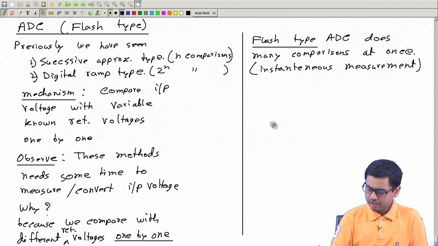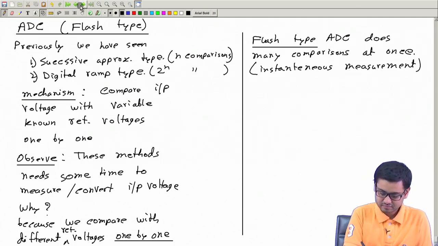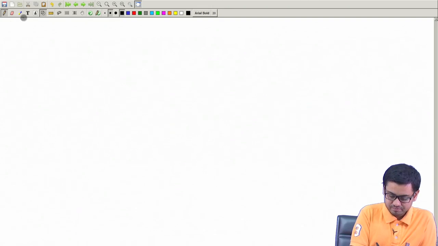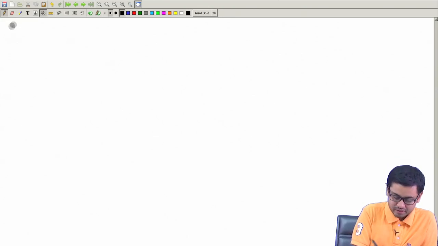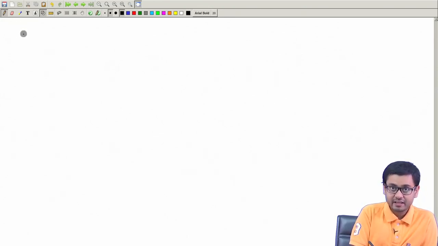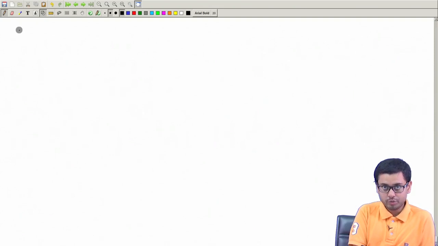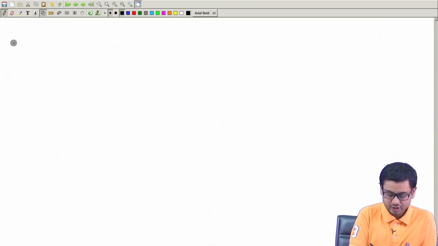Now, let us see how it works. It is very simple. Suppose I want to measure voltage between 0 to 8 volt, for example, and say the resolution of the measurement is 1 volt. Then we can take a 3 bit ADC, 2 to the power 3 is 8. Then I can measure 0 to 7 volt, not 8.